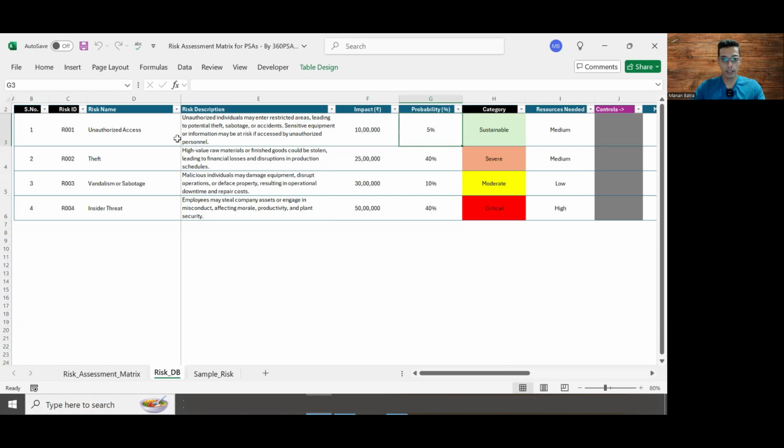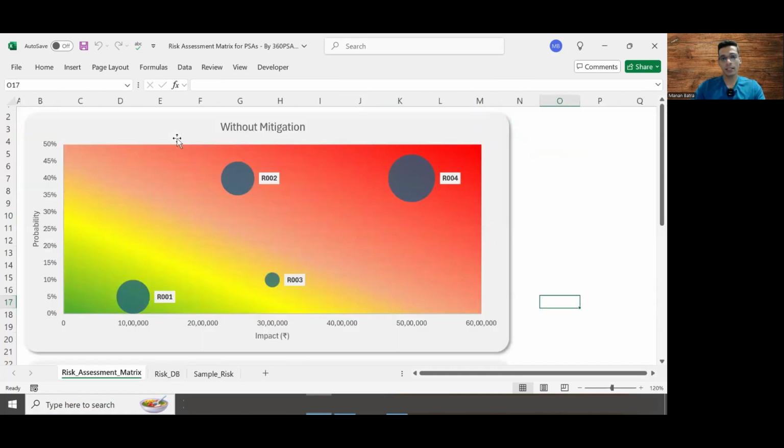Based on these two metrics and the categorization system that you would employ in your PSA, a category is given to all the risks. You see, unauthorized access is categorized as a sustainable risk, whereas insider threat is categorized as a critical risk. There are 2 more categories in our system of risk assessment. From sustainable, you move to moderate, then severe, and the most dangerous kind of risk is a critical category of risk. In the next column, you have resources needed. In the risk assessment matrix, there is also a third dimension. I'll re-explain.